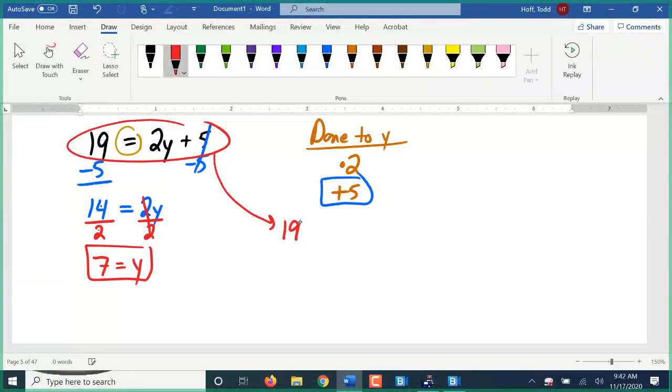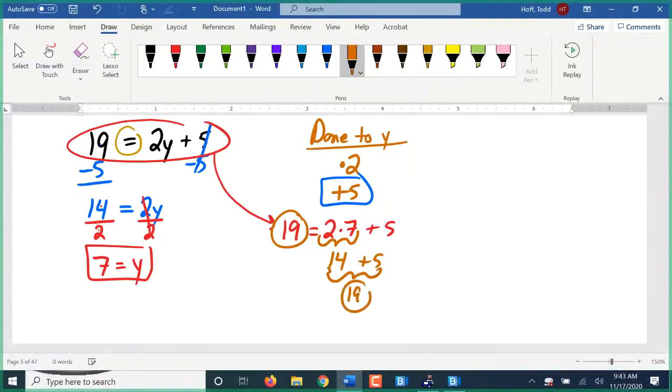So 19 equals 2y plus 5 becomes 2 times 7 plus 5. 19, there's nothing to combine with that, so that's just going to stay 19. On the right side, we'll do order of operations. 2 times 7 is 14, and then 14 plus 5 is 19. So 19 equals 19. We get the same value on both sides of the equation. That confirms our solution of 7 equals y.